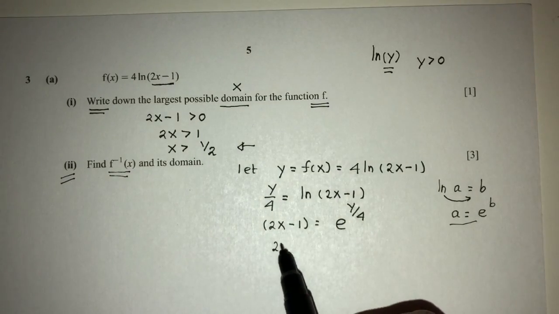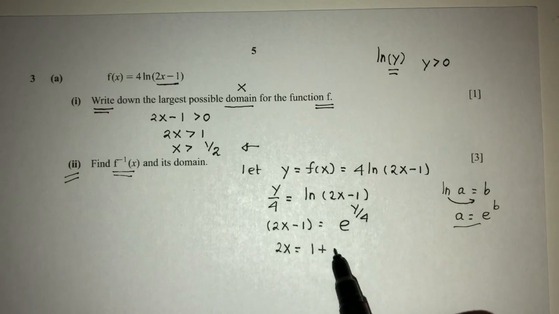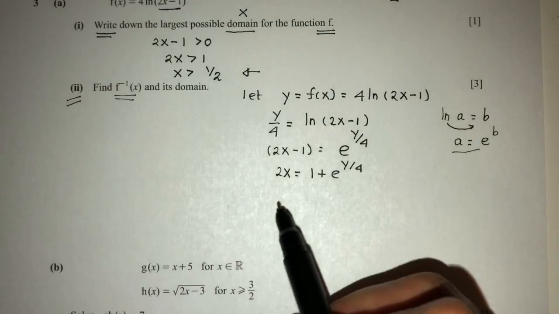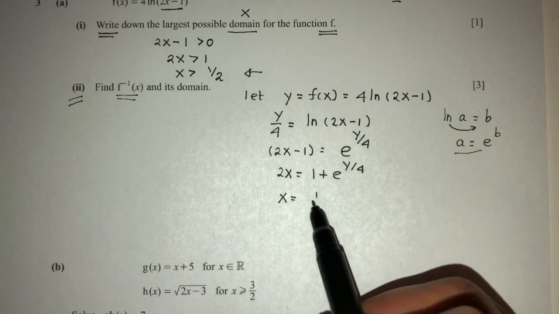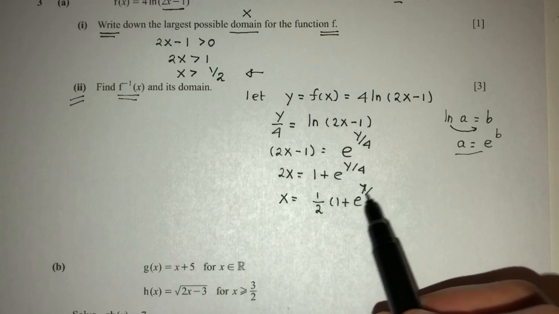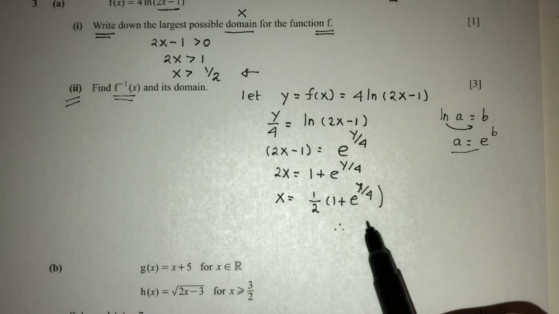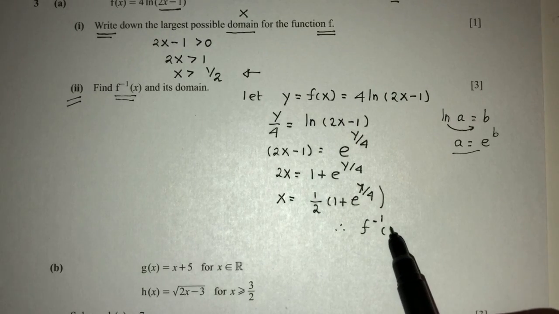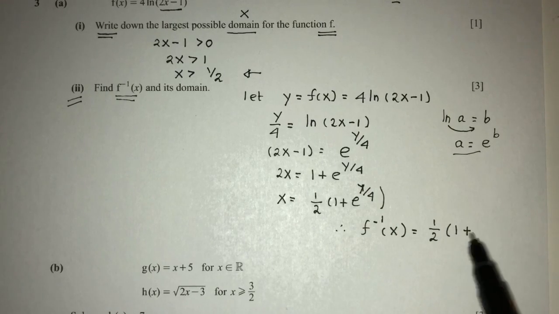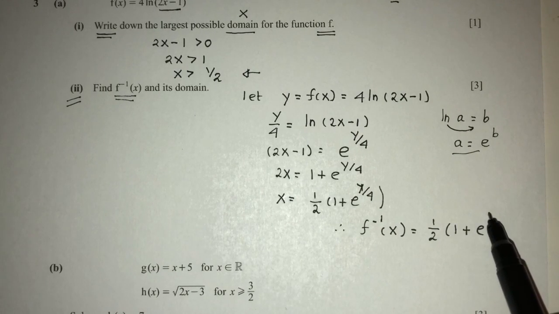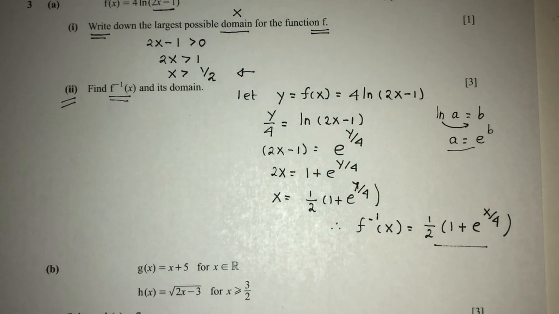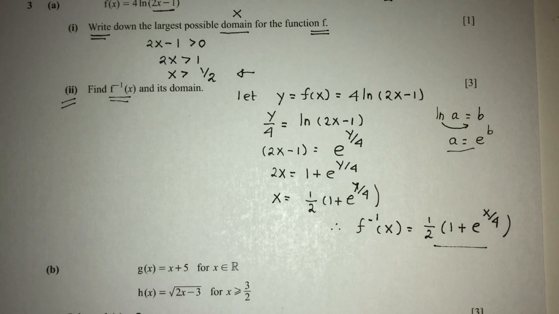Now we have 2x is equal to 1 plus exponential of y over 4. Next step, x will be half of 1 plus exponential of y over 4. Finally, obviously, the inverse has to be expressed in terms of x, so we write half of 1 plus exponential of x over 4 for your answer. That will be your function f inverse of x.